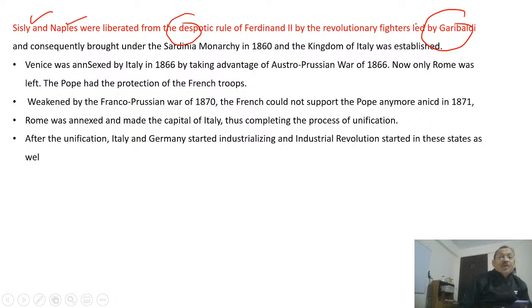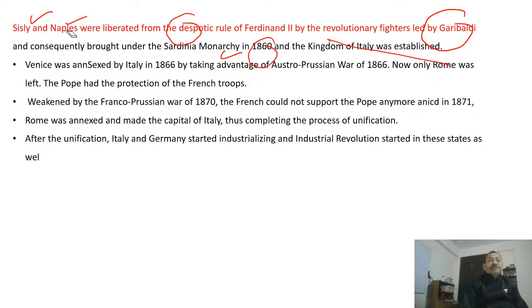And consequently brought under the Sardinian monarchy. और आगे चल के क्या देखते हैं कि सार्डिनियन मोनार्की के कंट्रोल में ये सिस्टम आ जाता है, और द किंगडम ऑफ इटली वॉज एस्टेब्लिश्ड. क्या देखते हैं? फिर किंगडम ऑफ इटली वॉज एस्टेब्लिश्ड ओवर हियर.